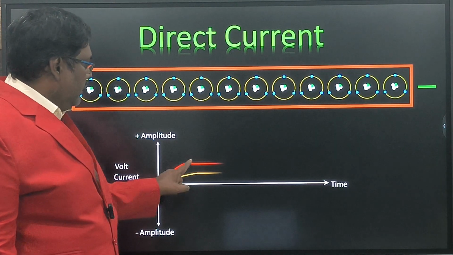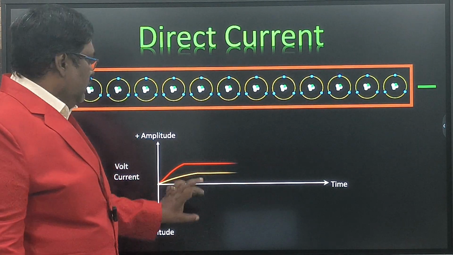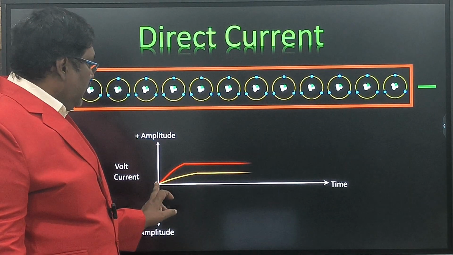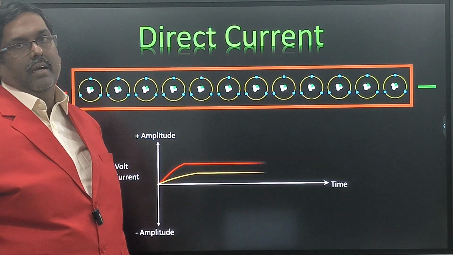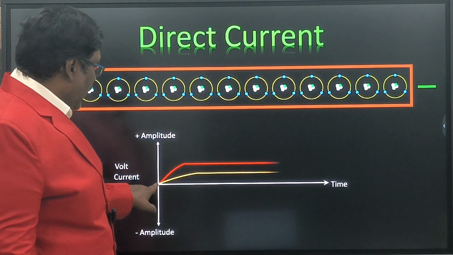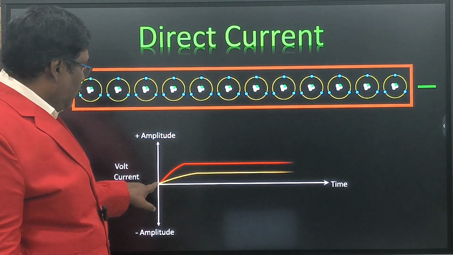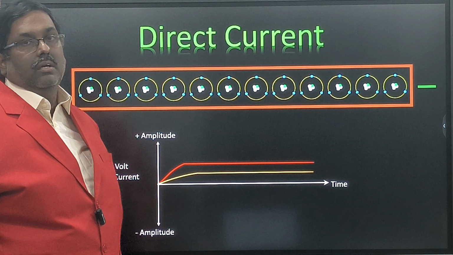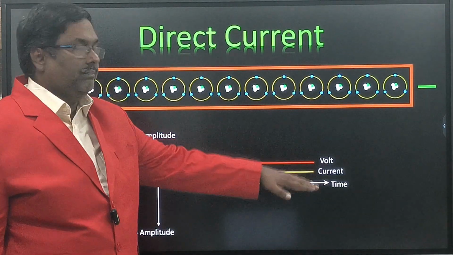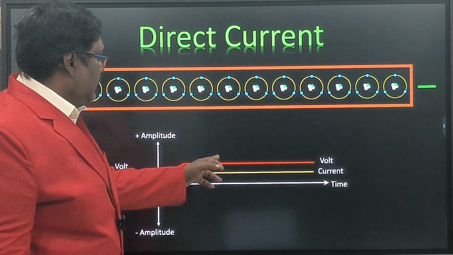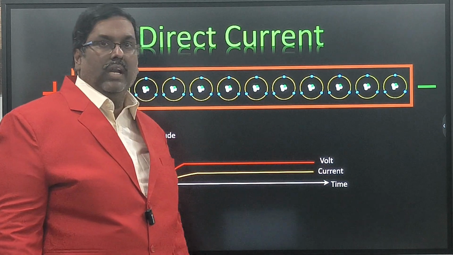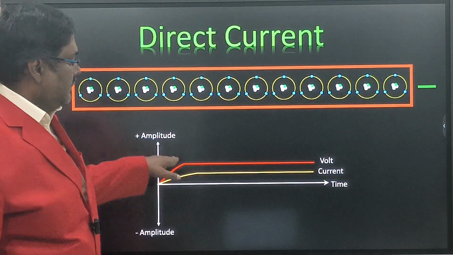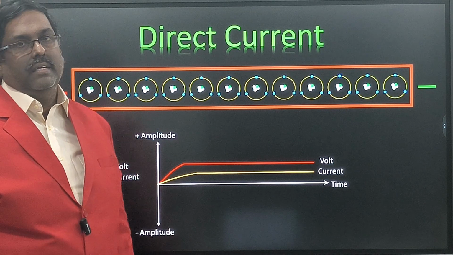I show the red color as the voltage, and at the same time I show another line for the current. The current is a quantity: starting at zero, then slowly increasing up to the quantity we require for the load. After that it is steady. There is no difference between the voltage and current curves, no lagging. It is a steady line. That is the beauty of DC, direct current.